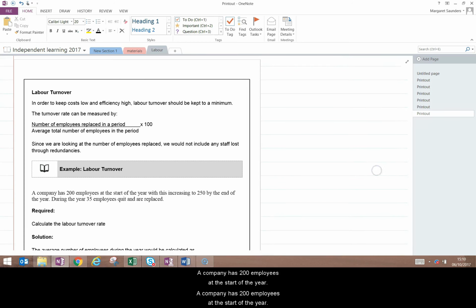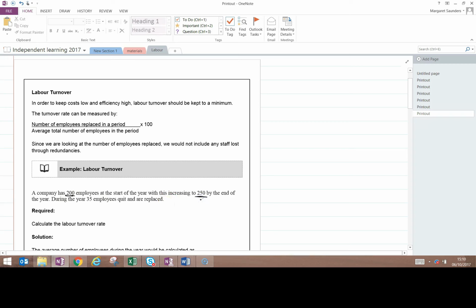So a company has 200 employees at the start of the year, and that has increased to 250 by the end of the year. But also, during the year, 35 employees quit and they are replaced. So to calculate the labour turnover rate, we need to know the number of employees replaced in the period, which is 35, and we need to know the average total number of employees.